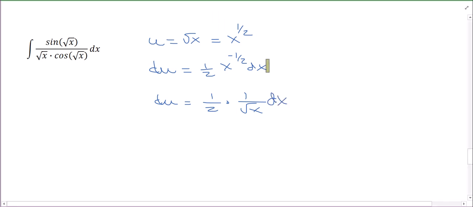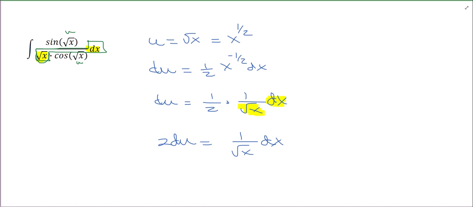And so do you see it now? There's the dx and the 1 over root x, right? I have a root x on the bottom and my dx off to the side. I don't have the 1/2, but that's okay. We can get rid of it. Multiply both sides by 2. So 2 du is 1 over root x dx. That means this part is going to be replaced by 2 du, and the root x is going to be replaced by u. So this one will be u, and then 2 du.